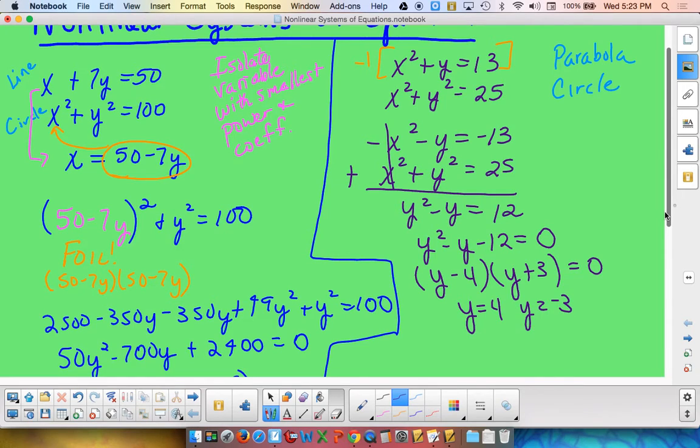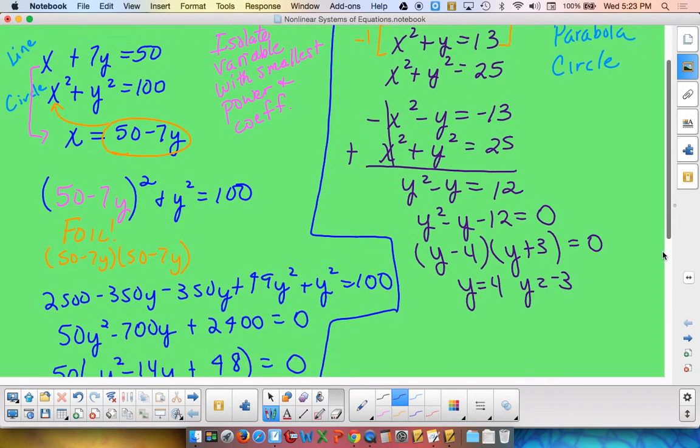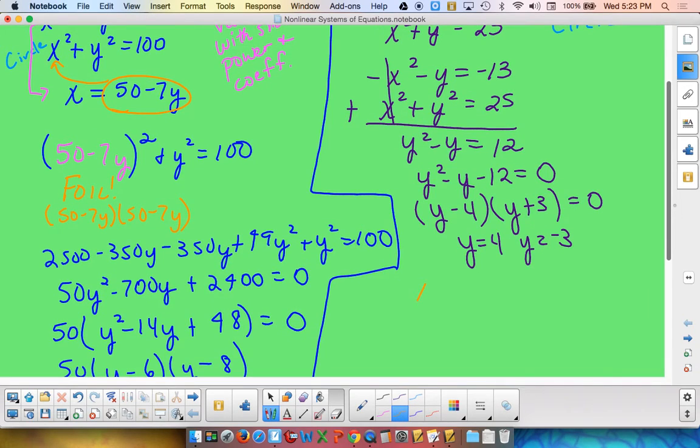And this is where it becomes your choice. We don't have a specific equation to sub into. Just go back to one of the originals. I'm going into the top one. So I'm opting to use x squared plus y squared equals 13. And if I put in y equals 4, that will give me x squared plus 16 equals 13, which means x squared equals negative 3.